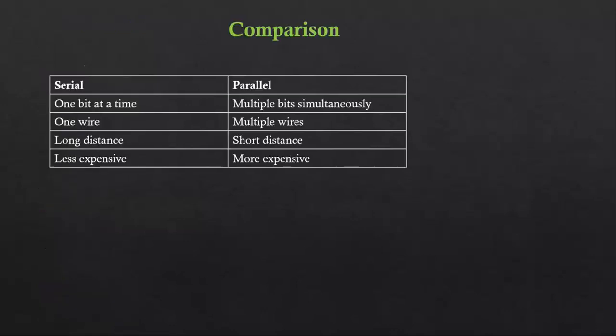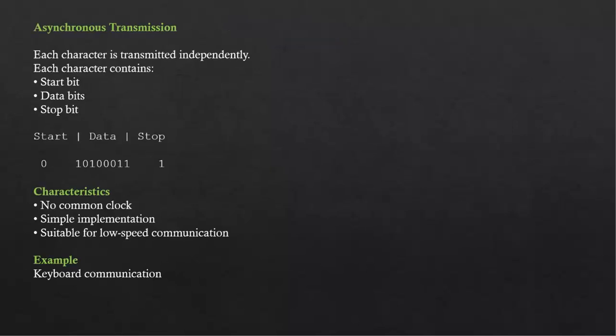Comparing these two, serial transmission uses a single line while parallel transmission uses multiple lines. Serial requires less wiring and is generally simpler and more economical, whereas parallel can provide very high speed over short distances, but it requires more wiring and has a greater complexity. So we choose between them depending upon the application and the distance. Distance is quite important.